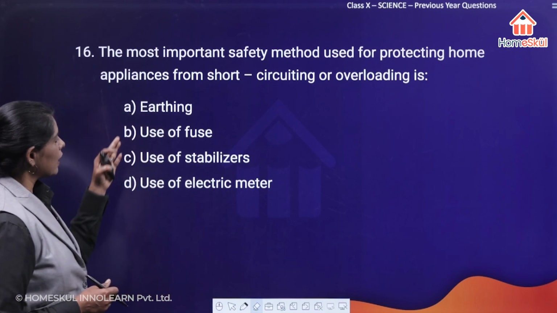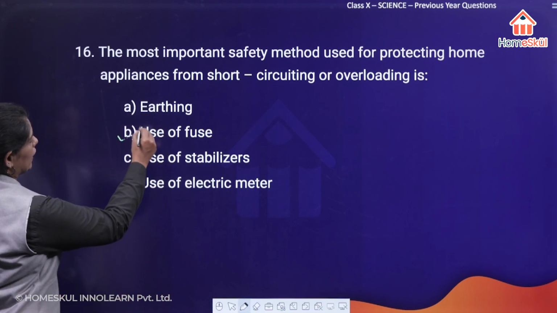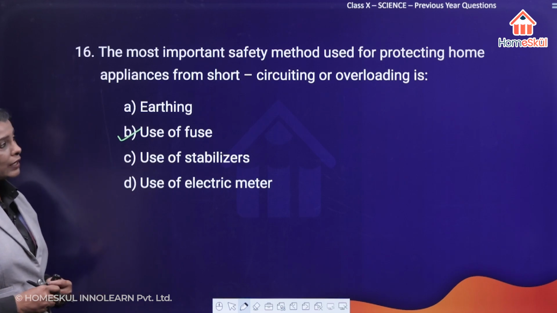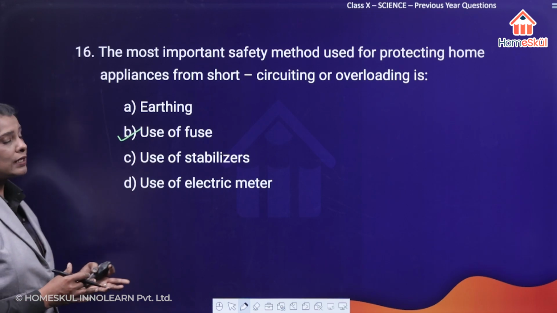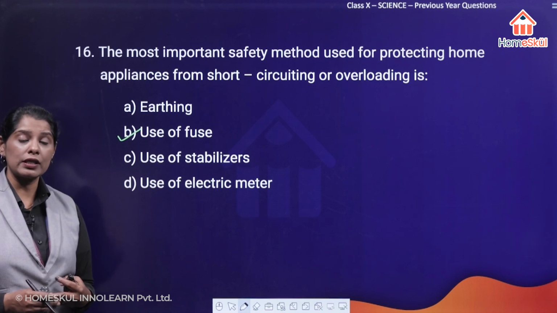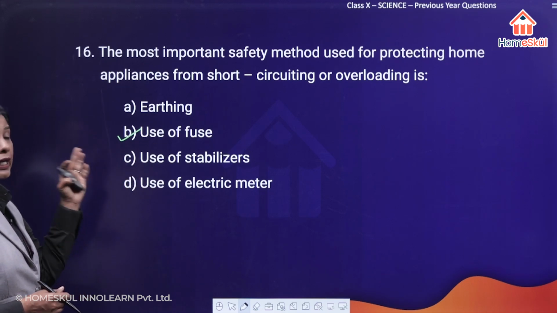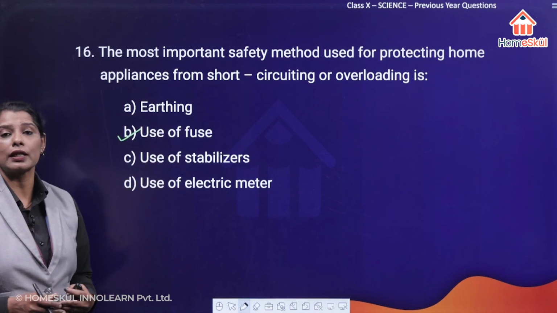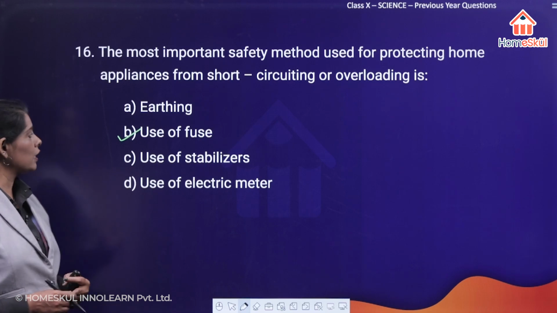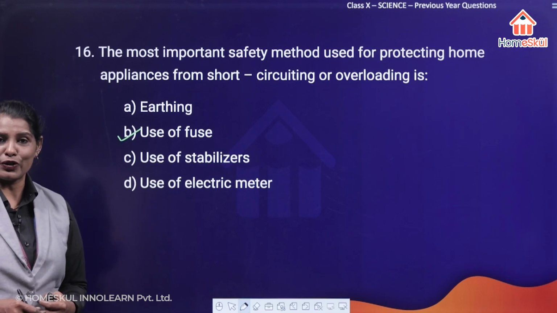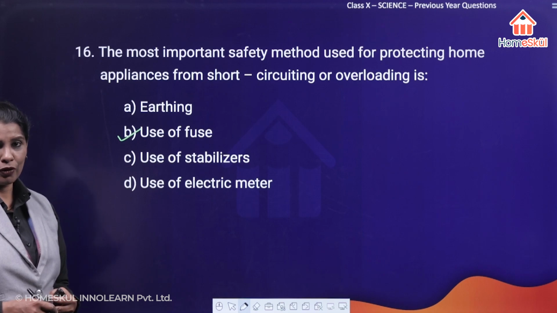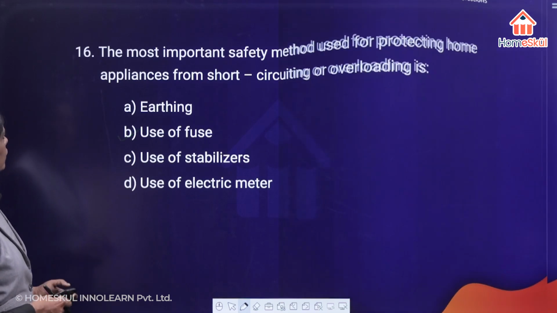So here, which is our correct option? Option B, use of fuse can protect the devices, the home appliances, and even the circuit from the abrupt increase in the current due to short circuiting or overloading. So our correct option is option B, use of fuse. Right. Coming to the next question.